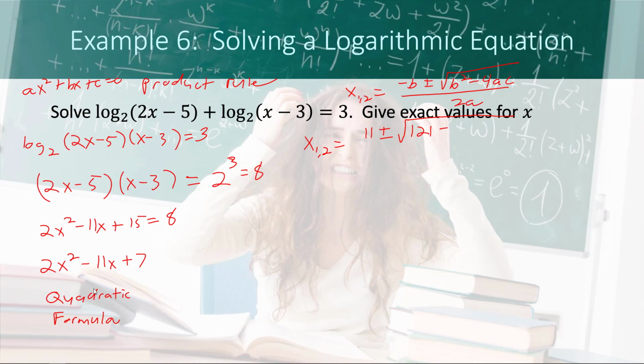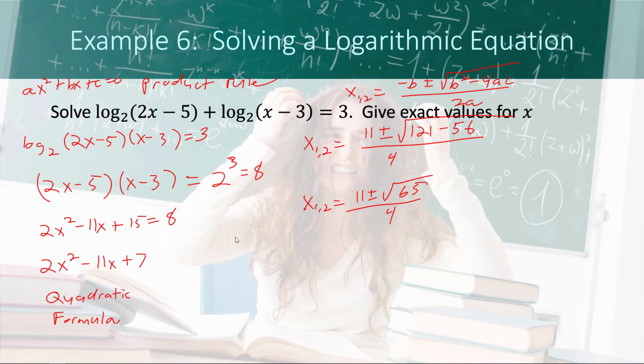minus 4 times 2, which is 8, times 7, which is 56, and all that will be divided by 2a, or 2 times 2, which is 4. Now it turns out that 121 minus 56 is 65, so we have that x1 and x2 are going to be equal to 11 plus or minus the square root of 65 over 4.